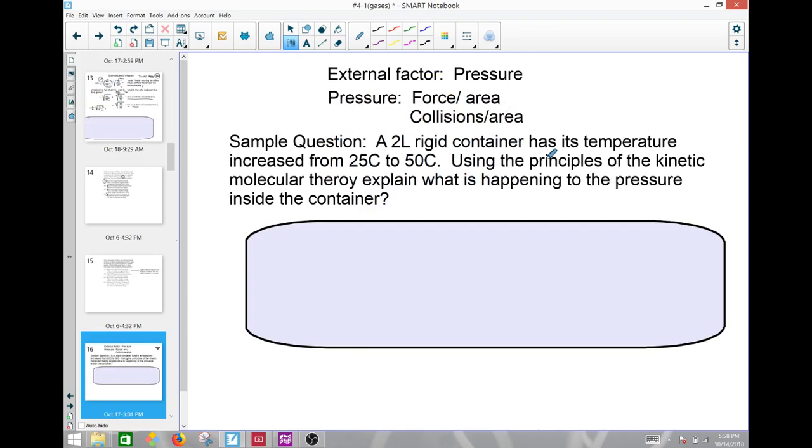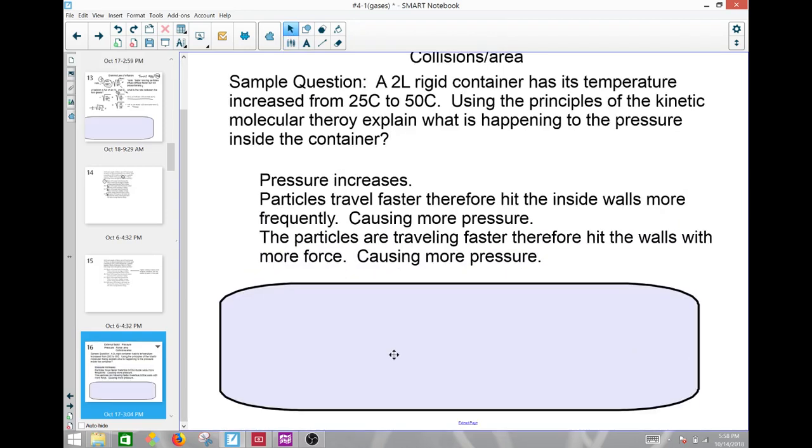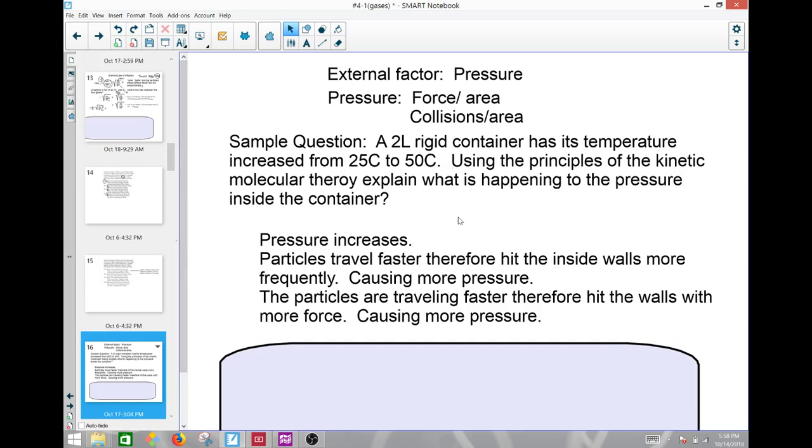All right. Pressure, external factors of pressure. Okay, so in this situation, let's just pull this off of here. All right, so sample question. A 2-liter rigid container has the temperature increased from 25 to 50 degrees Celsius. All right, so it's warming up. Using the principles of the kinetic molecular theory, explain what happens to the pressure inside the container.